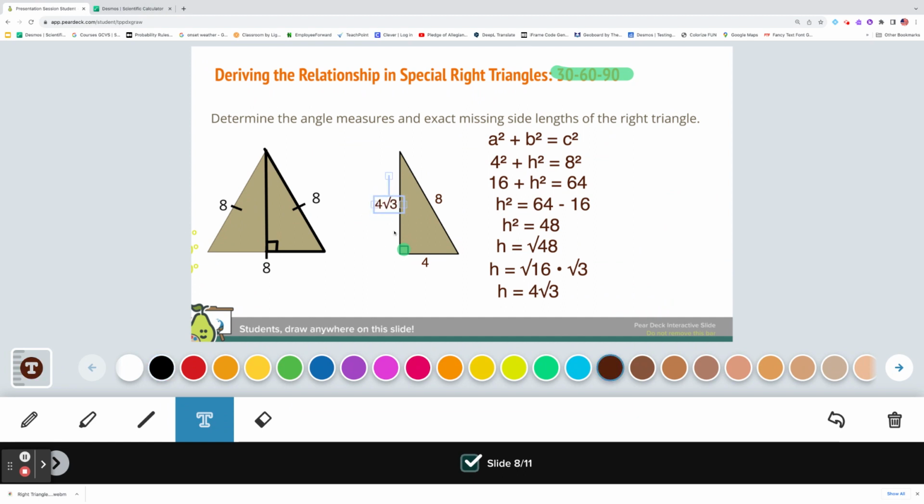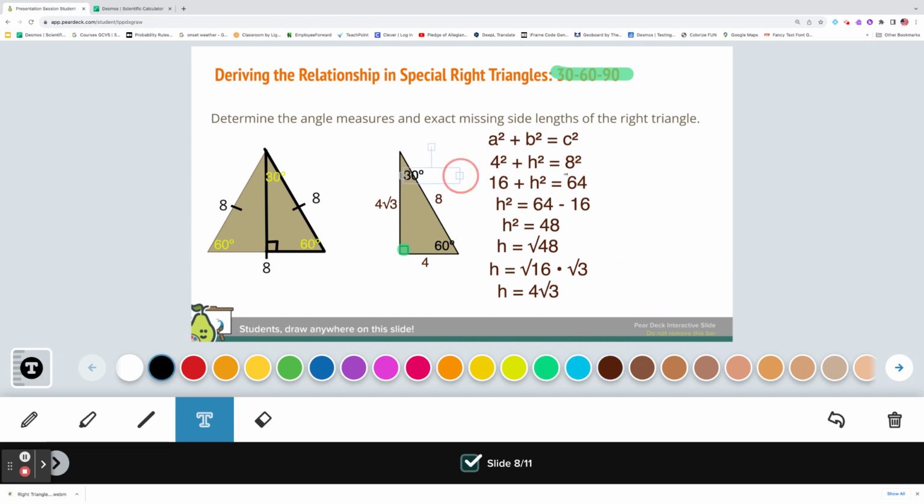What we want to do now is remember that this was a 30, 60, 90 right triangle. This angle measure right here is going to be 60 degrees. How did I know that? Because this was an equilateral triangle, and in an equilateral triangle, each angle measures 60 degrees, but the top angle, which was 60, we have now divided into 2 equal parts. So over here, this angle is going to be 30 degrees.